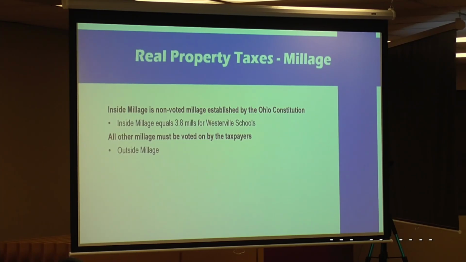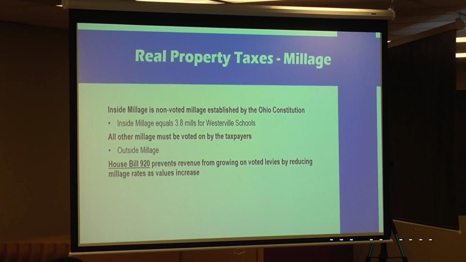So just a little bit about property taxes. Inside millage is the non-voted millage that was established by the Ohio Constitution. So years ago, I couldn't tell you how. I've checked with legal counsel. They don't know how. But years ago, the Constitution established 10 mills for certain areas. I don't know how the lines were drawn, but overlapping jurisdictions, our portion of that is 3.8 mills. So we have 3.8 mills constant millage. So that never changes. All other millage has to be voted on by our taxpayers. So we call this outside millage.